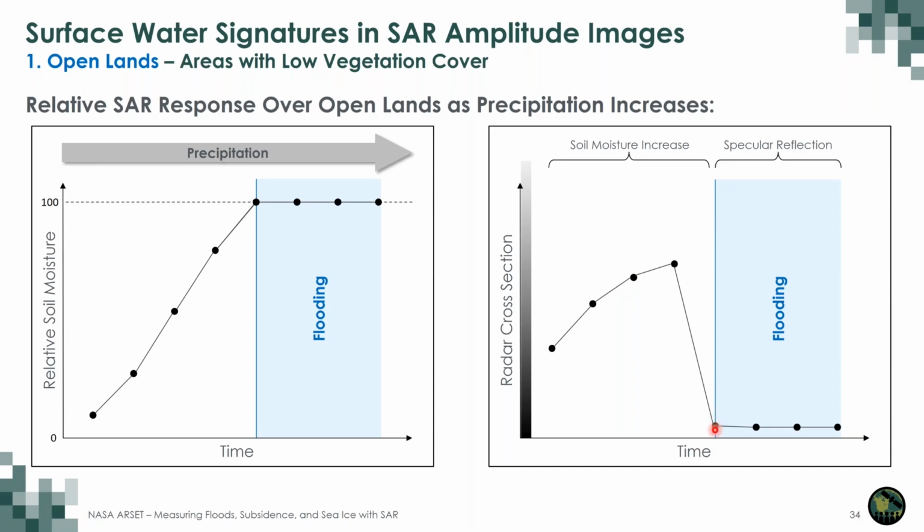This standing smooth water surface causes the radar cross-section to drop into the basement here, because now we have specular reflection. All the incoming signal is scattered away from the radar, and we get very dark signals from this open land surface. So if water appears in open land areas, this is the radar cross-section time series you would expect. First brightening, and once floodwaters appear, you get very dark responses.